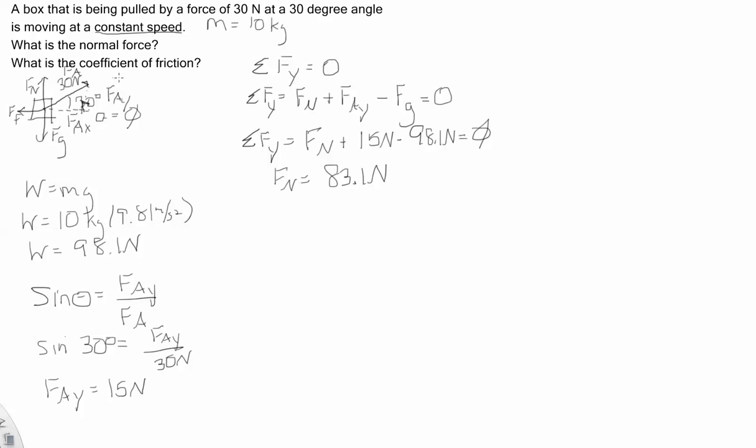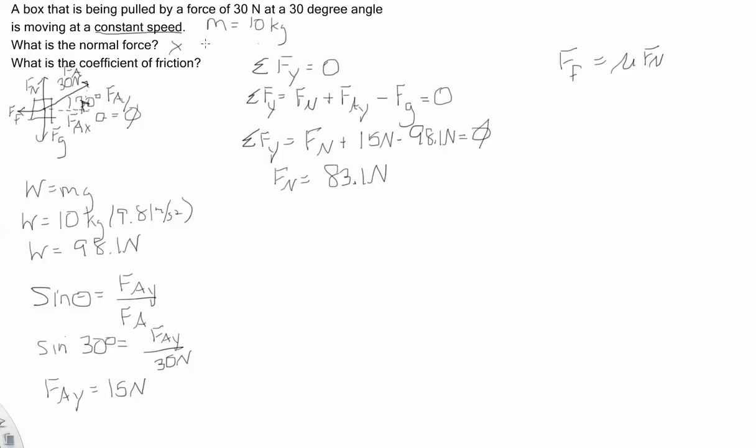Alright, so there's my Fn. I am done with the first problem. So now, what is the coefficient of friction? Again, I'm going to write down the only equation I have that I can use to solve for force of friction. So I have force of friction is equal to mu times normal force. I'm going to need frictional force. I'm also going to need normal force to solve for mu, the coefficient of friction.